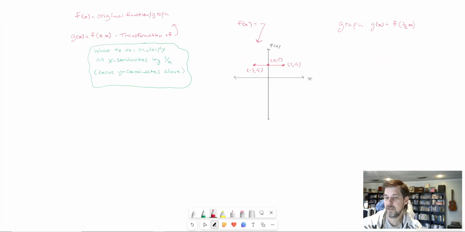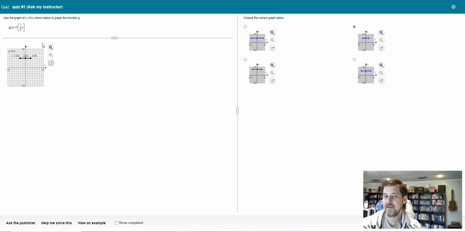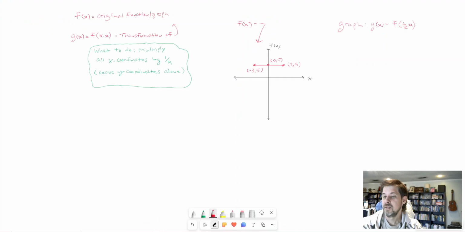Now I'm going to go to my whiteboard, and here's the scenario for that kind of transformation. There are many other kinds of transformations, but the one we have here is like this. f of x is some original function or graph, and g of x is f of k times x, where k is some constant fixed number. That's what we have over here: g of x is f of 1/2 times x. Then here's how we modify the original graph. We multiply all the x coordinates by 1 over k, and we leave the y coordinates alone.